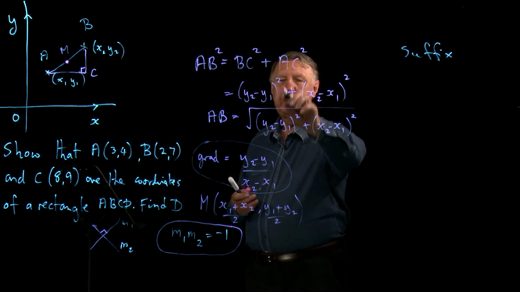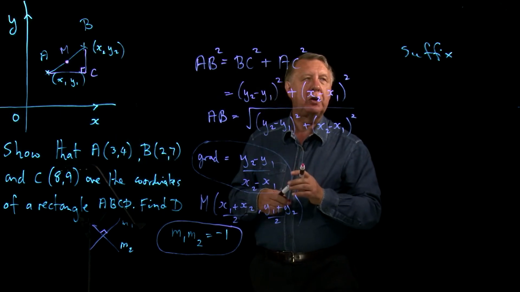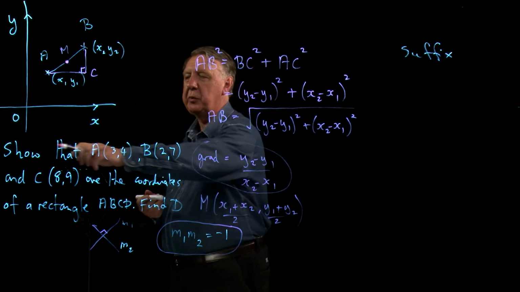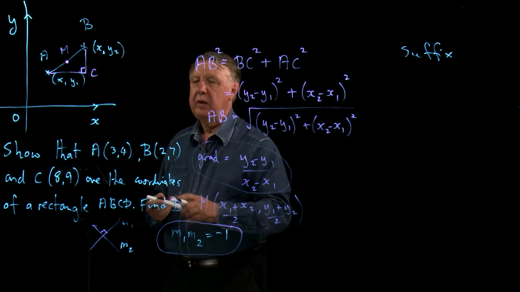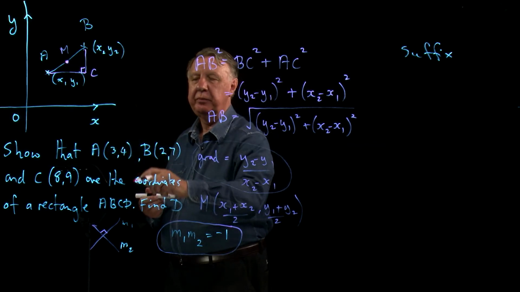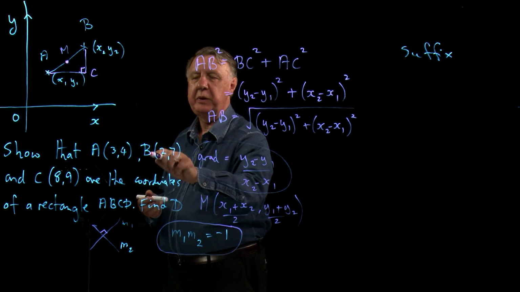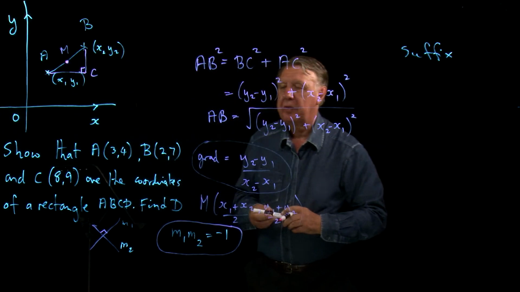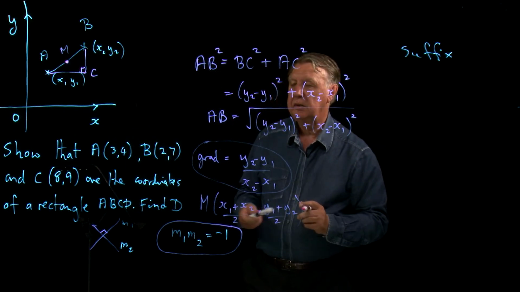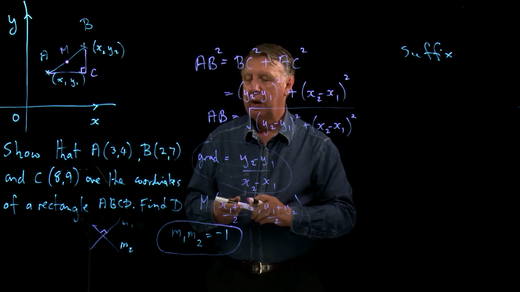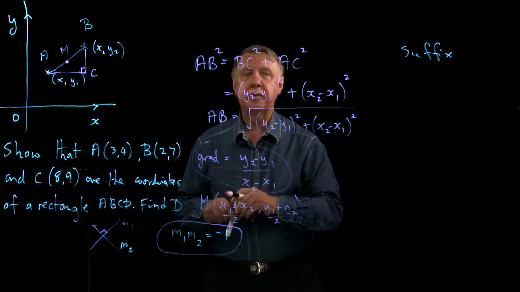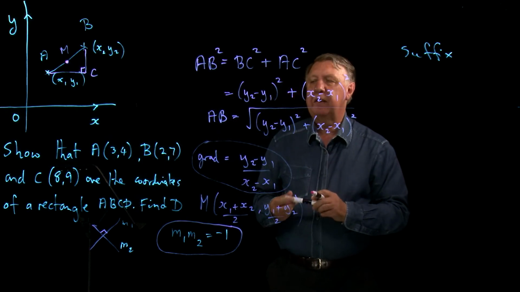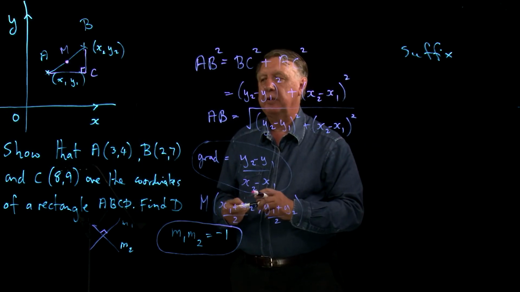Okay, so those are my basic formulae. I'm now going to try and do a little problem, hopefully successfully. So here's the problem over this side. I'm going to show that these points here, A, which is (3, 4), B, which is (2, 7), C, which is (8, 9), that they are three corners of a rectangle ABCD. And I'm going to then attempt to find the fourth corner. Might look easy, it's actually quite a sophisticated question.